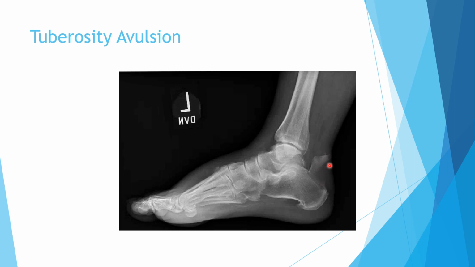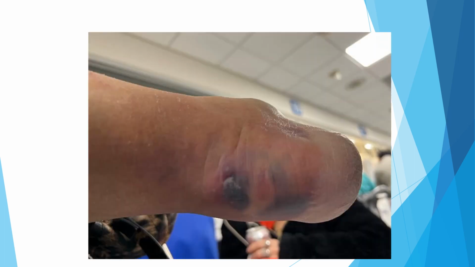This piece of bone is pushing on the skin. This skin is getting pressure necrosis. This is a true emergency. This patient needs to go immediately to the OR for reduction and fixation. So tuberosity fracture commonly occurs in diabetic patients.